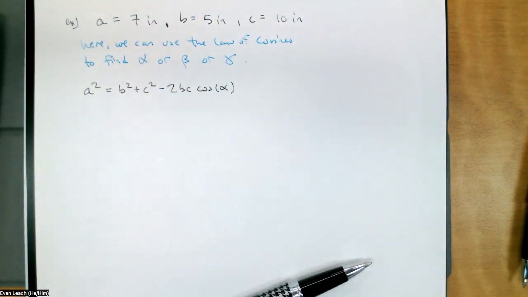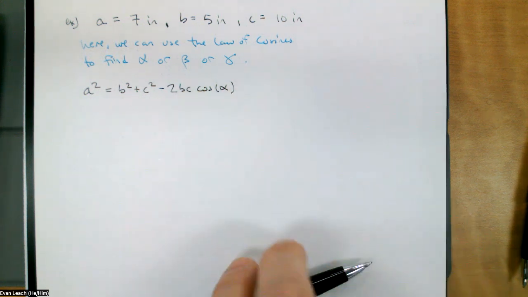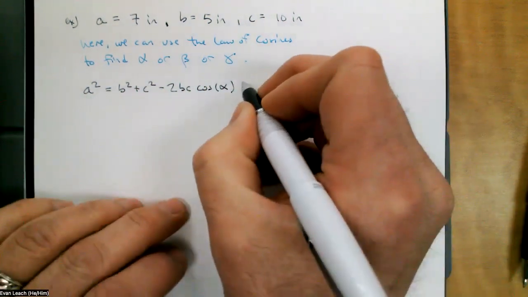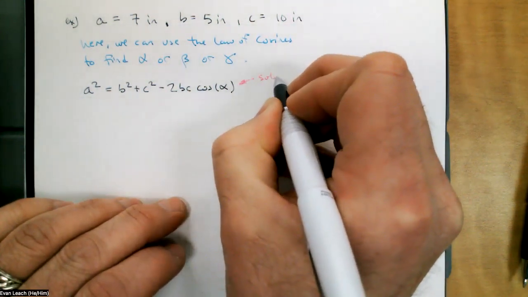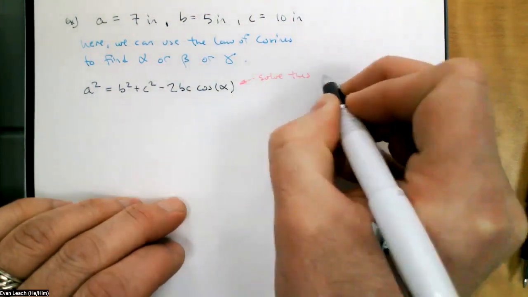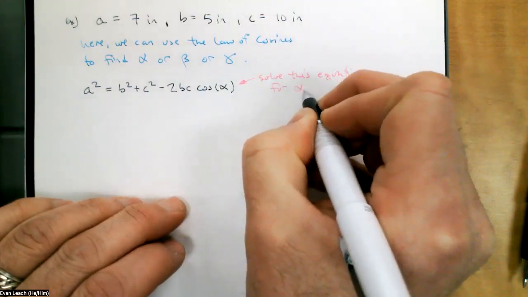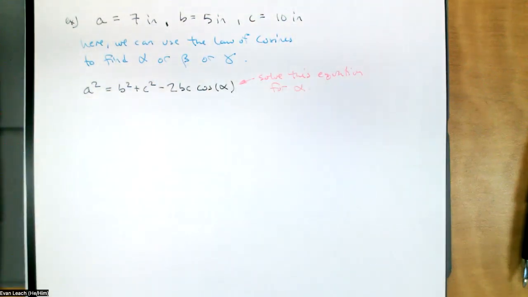So let's see how we can use the law of cosines to find an angle. Let's say that a squared is b squared plus c squared minus 2bc cosine of alpha. I want to use this to solve for alpha. So we've got to turn this around to solve for alpha.